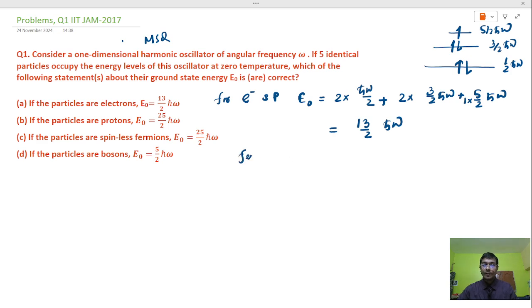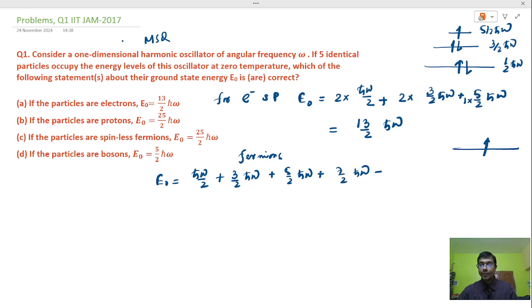And for fermions, it's basically one particle in one state, and E naught would become H cross omega by 2, 3 by 2 H cross omega, 5 by 2 H cross omega, 7 by 2 H cross omega, 9 by 2 H cross omega, and the result would be 25 by 2 H cross omega.